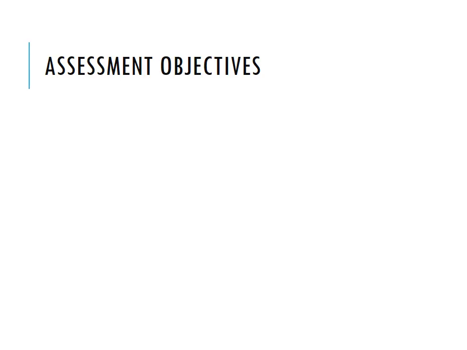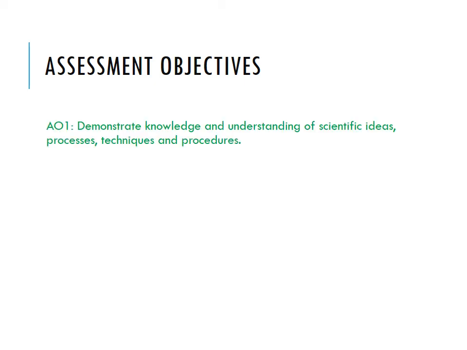AO1, this is your knowledge and understanding of psychological ideas. It can refer to the methodology and the procedures of a research study, so that is your aims, findings, conclusion, or it can be your key ideas about theories, approaches, and explanations. AO2, this is your application of knowledge.